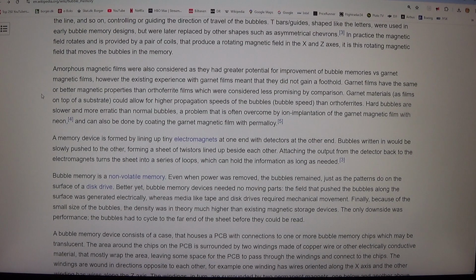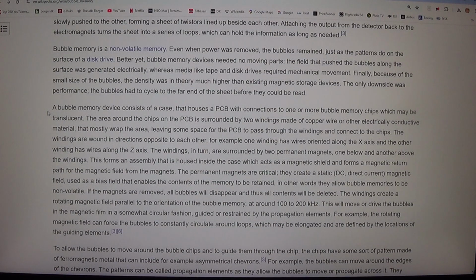A memory device is formed by lining up tiny electromagnets at one end with detectors at the other end. Bubbles written in would be slowly pushed to the other, forming a sheet of twistors lined up beside each other. Attaching the output from the detector back to the electromagnets turns the sheet into a series of loops, which can hold the information as long as needed. Bubble memory is a non-volatile memory. Even when power was removed, the bubbles remained, just as the patterns do on the surface of a disk drive.